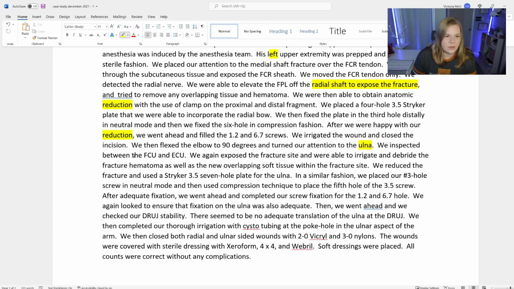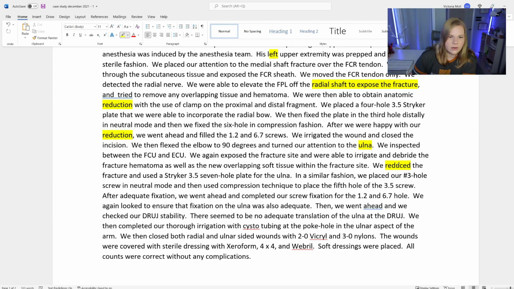We inspected between the FCU and ECU. So the FCU is the flexor carpi ulnaris, and then the ECU is the extensor carpi. We again exposed the fracture site and were able to irrigate and debride the fracture hematoma, so there's some blood clot in there, as well as the new overlapping soft tissue within the fracture site.